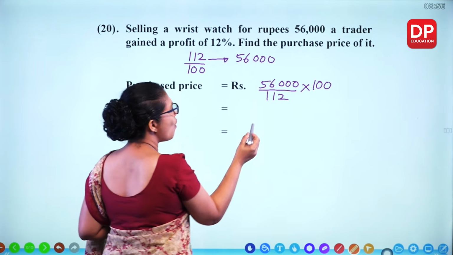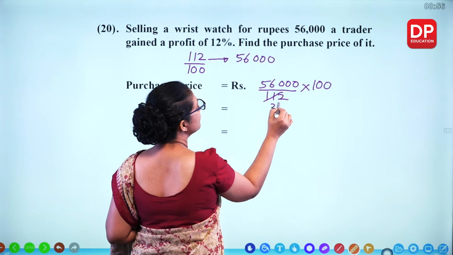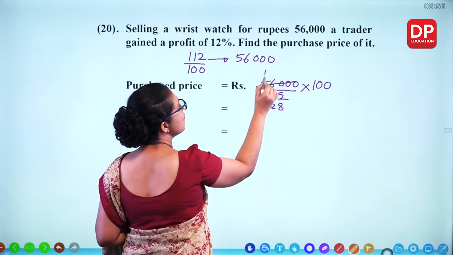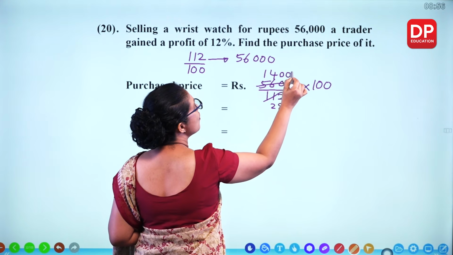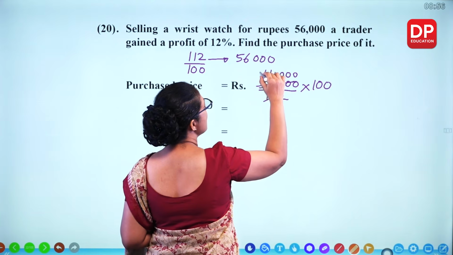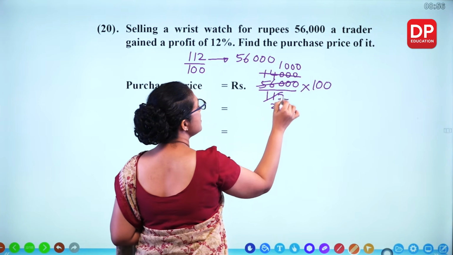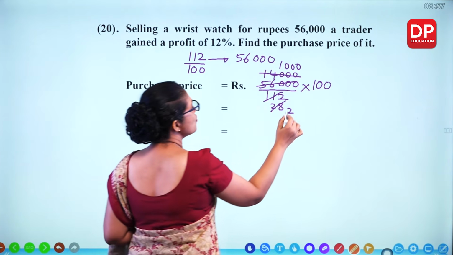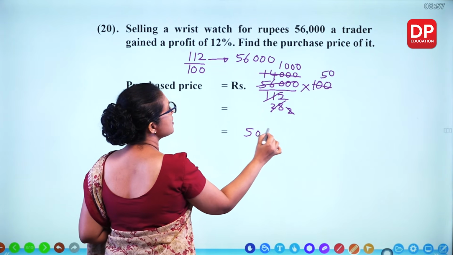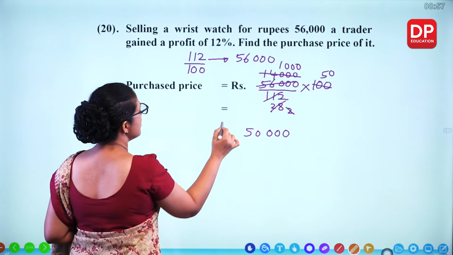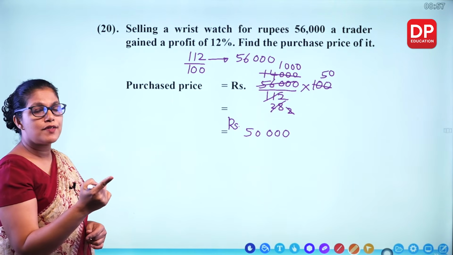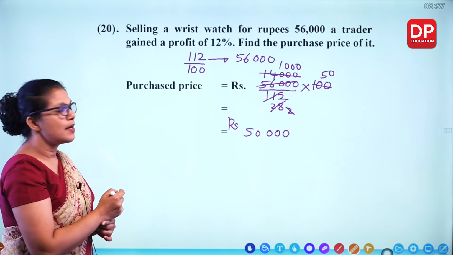So divide by 4. And here 1 and 4. So you get 14,000. Then you can divide by 14. 14 times 1. So that's 1,000 and here 2. So 2 times 50. So 50 times 1,000, you get 50,000 rupees. So selling price is 56,000 and the buying price is 50,000.